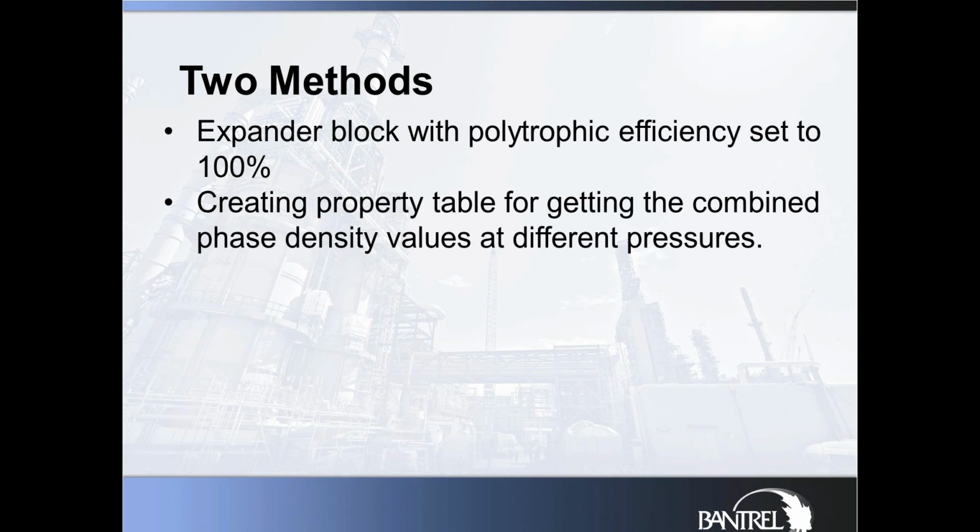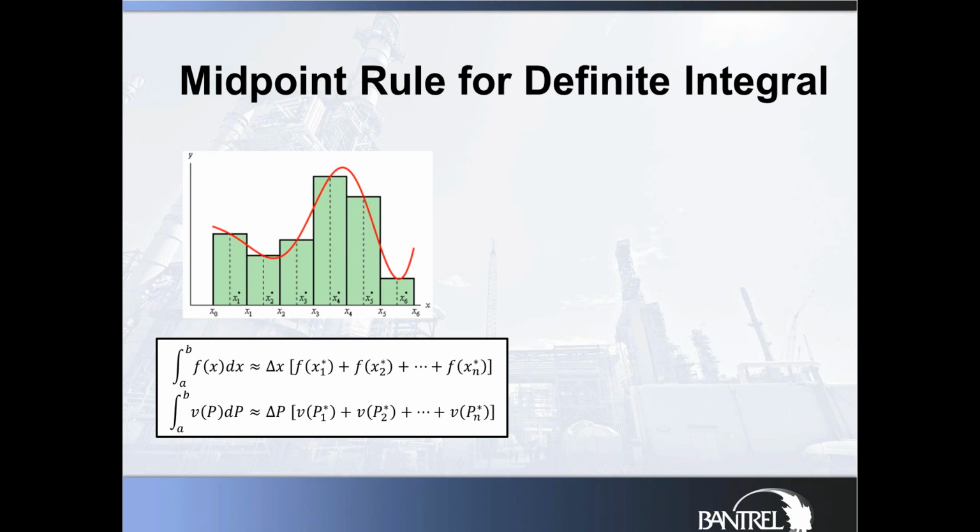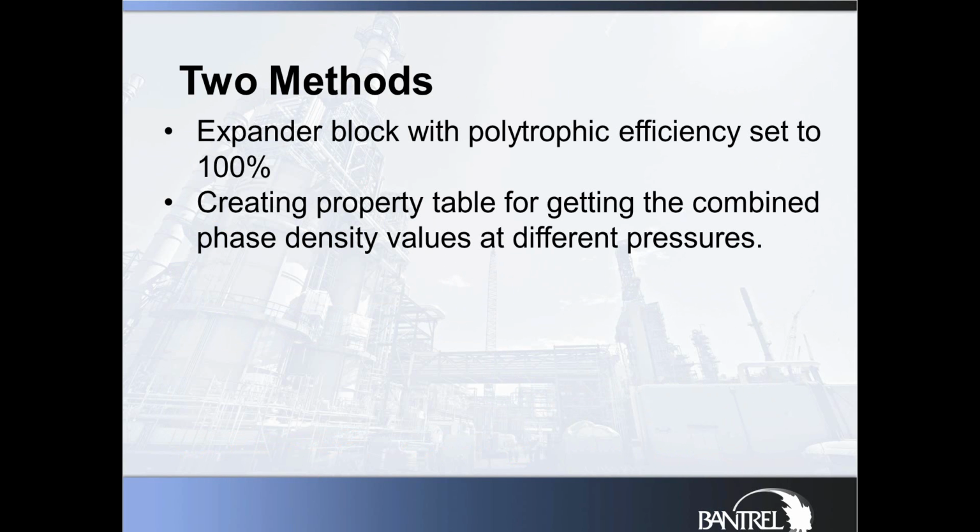The two methods that can be used to get the mass densities, and hence specific volumes, are an expander block with polytropic efficiency set to 100%, or creating a property table for getting the combined phase density values at different pressures. These two methods are explained in a separate video in HYSYS.